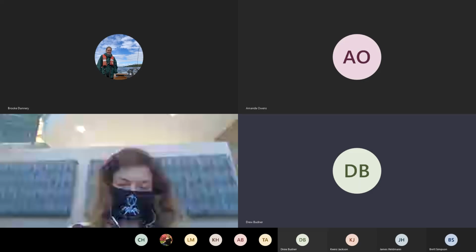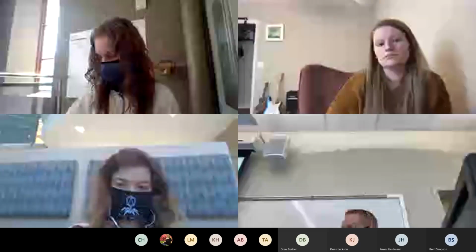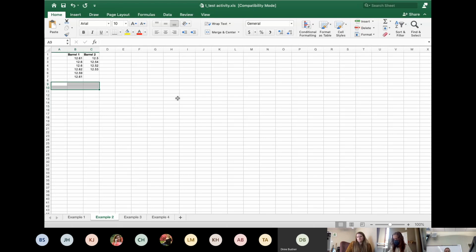But if we look at these two wine barrels, we're measuring ethanol content. My general hypothesis, just looking at the data, is that they appear to be the same. So the ethanol content in these two wine barrels is the same. The null hypothesis, though, what would we say for the null hypothesis?